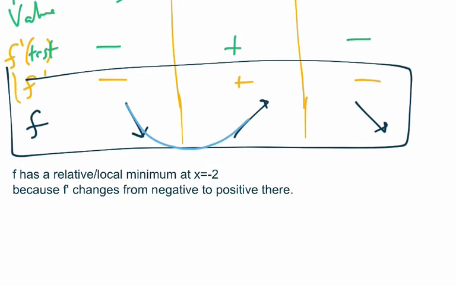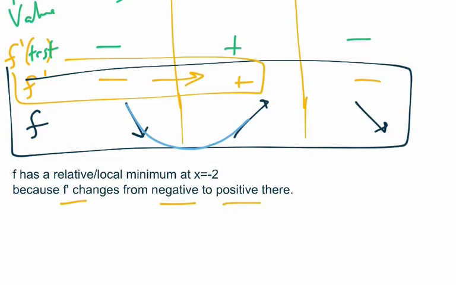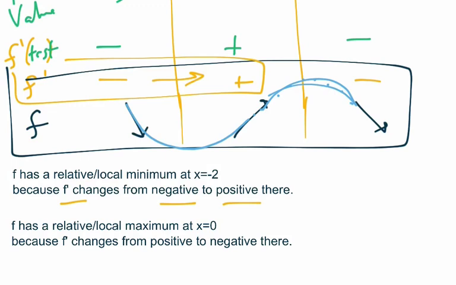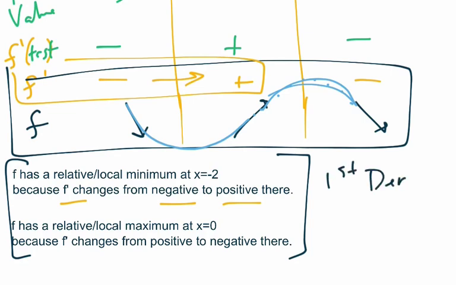We knew that because f prime changed from negative to positive, so we're going to write that out in words. Does this graph have a relative maximum? Yes, it does. Right here at 0, f would have a relative maximum, so we're going to write that out. F has a relative or local maximum at x equals 0 because f prime changes from positive to negative there. These statements are using the first derivative test.